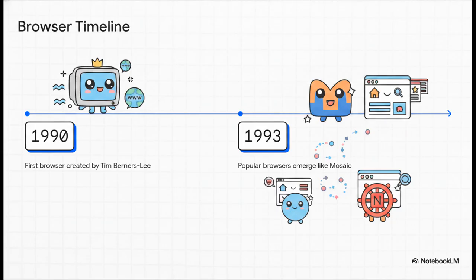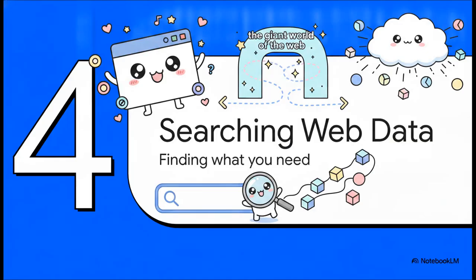Mosaic hit the scene, which made the web way more accessible, and soon after that came Netscape. These were the absolute pioneers that turned the web from this niche technical space into a place, well, everyone wanted to visit. All right, on to Section 4, searching the web's data, finding what you need.